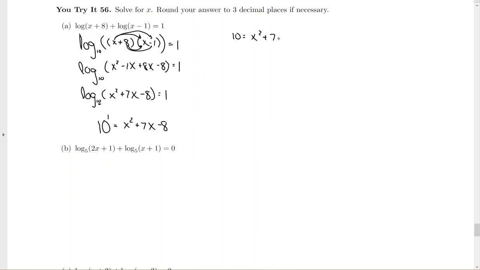And it becomes a problem much like on the previous page. We have a quadratic equation, degree 2. So to solve it, we're going to set it equal to 0. And then it's your choice as to if you want to use the quadratic formula and you remember that, or if you want to factor. So subtract 10 from both sides, set it equal to 0.